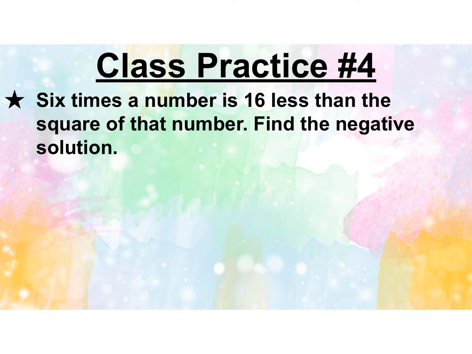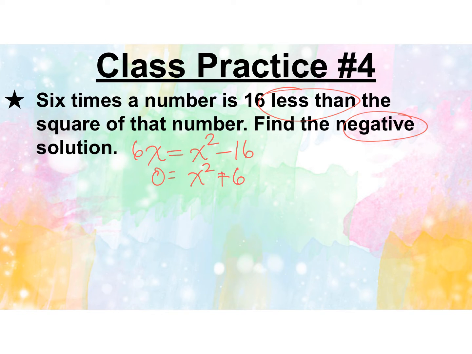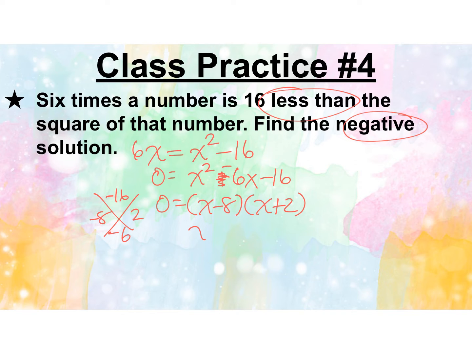6 times a number is 16 less than. 6 times a number is 16 less than the square of the number. Find the negative again. So I'm going to subtract that 6x over, put it in standard form. Oops, subtract. And then we're going to factor negative 16, negative 6, negative 8, and 2. So that goes to x minus 8 and x plus 2. Therefore, x could be 8, x could be negative 2. We want the negative answer.